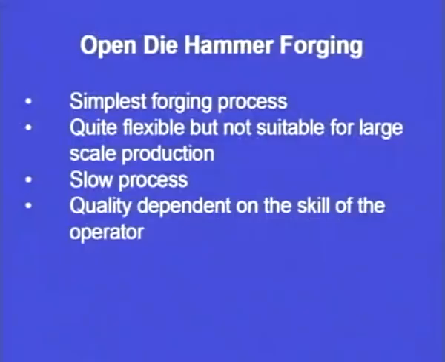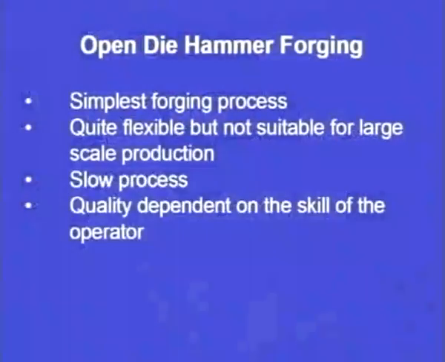Now, open die hammer forging. What are the basic fundamentals of open die hammer forging? It is the simplest forging process, very simple, and not much control is possible. We take a rod, or any raw material, and change its shape into the final product with the help of a hammering process, which is done manually. It is quite flexible, but not suitable for large scale production. As the operation is manual, we are not able to make too many products per hour, so the volume of production of this process is not as desirable in the industry.